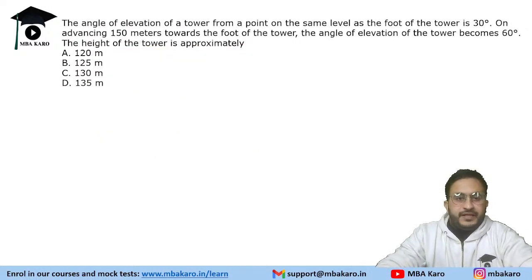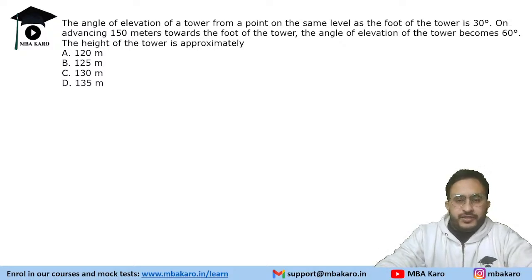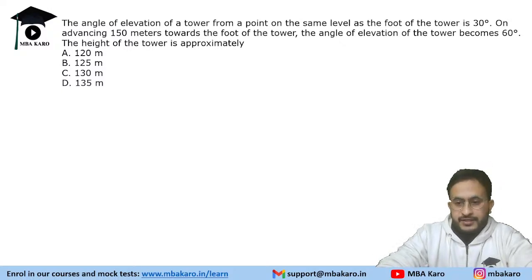The angle of elevation of a tower from a point on the same level as the foot of the tower is 30 degree. On advancing 150 meters towards the foot of the tower, the angle of elevation of the tower becomes 60 degree. The height of the tower is approximately how much?